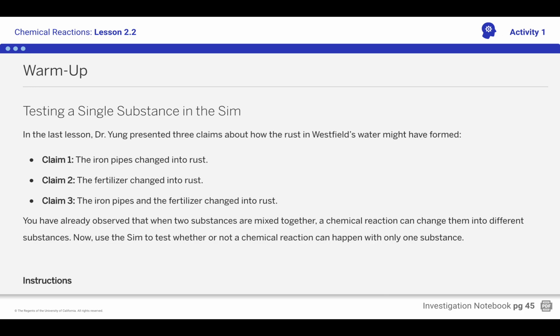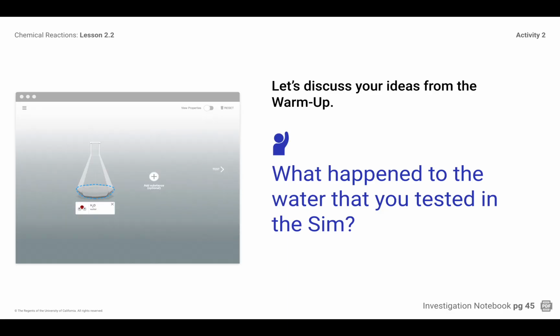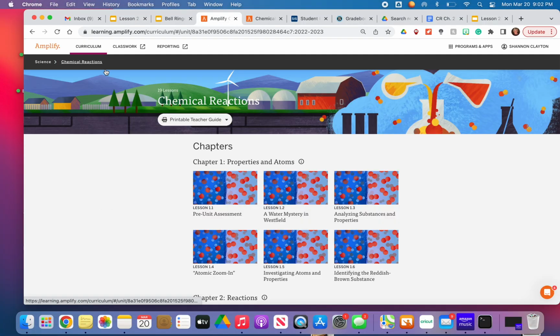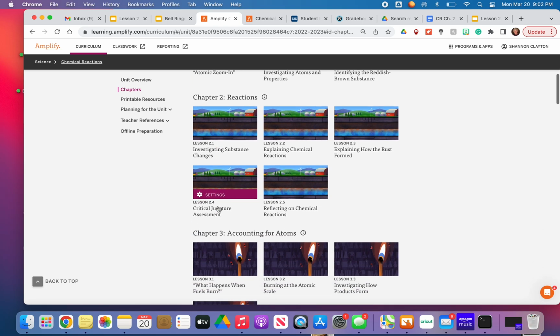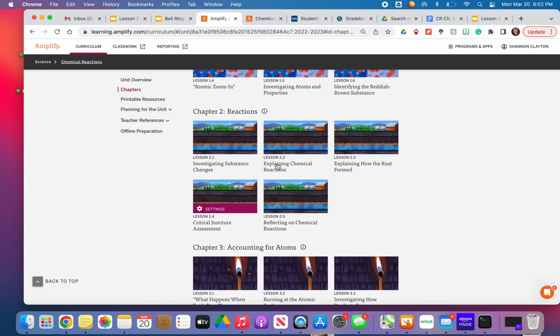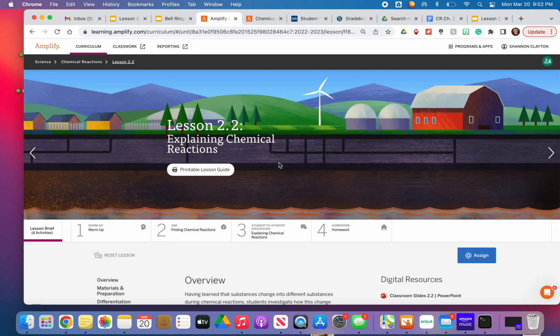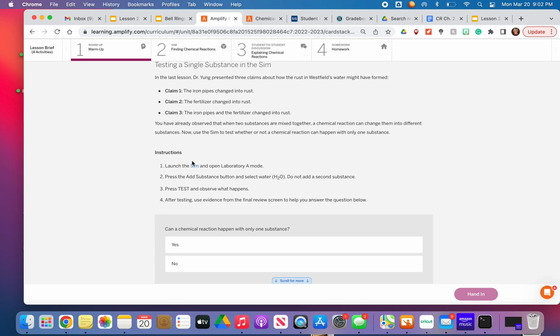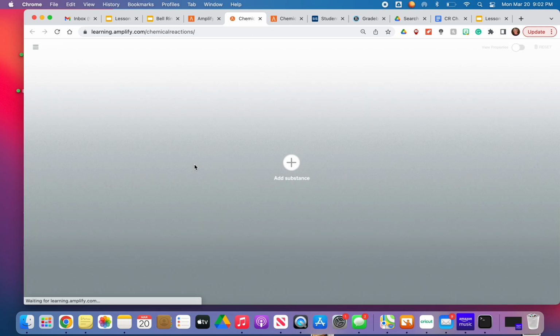So the warm-up today is going to ask you to go to the sim. You're going to go into the simulation for 2.2, and find out what happens when you try to take water and see if a chemical reaction can happen with one substance. Yesterday we saw that when we combined 2 substances, there was a chemical reaction.